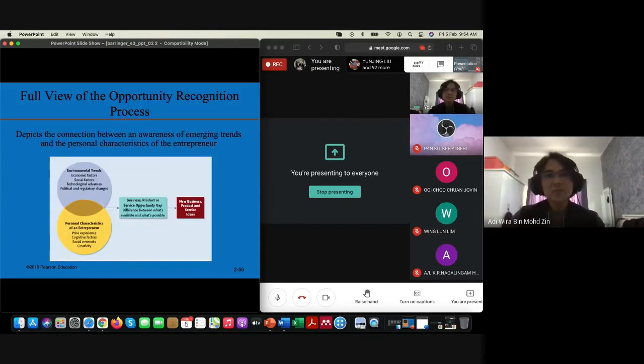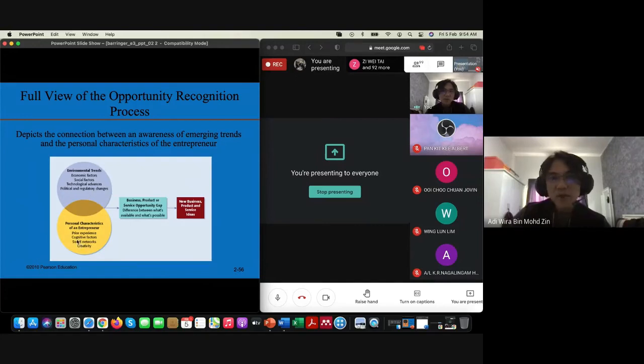So in view of the opportunity, basically it's not only about observing trends. It eventually comprises environmental trends, solving a problem that I mentioned just now, and also finding gaps in the marketplace. Three things, combined with the personal characteristics in identifying these approaches.